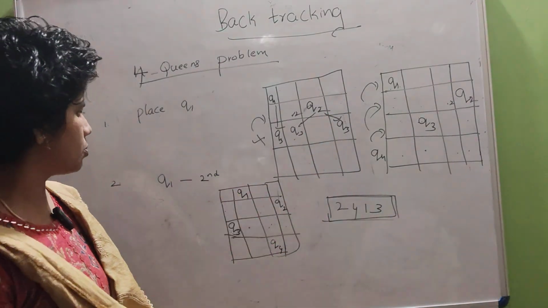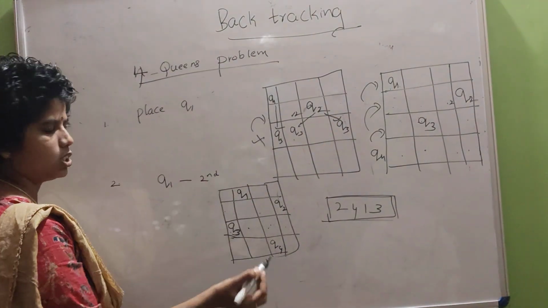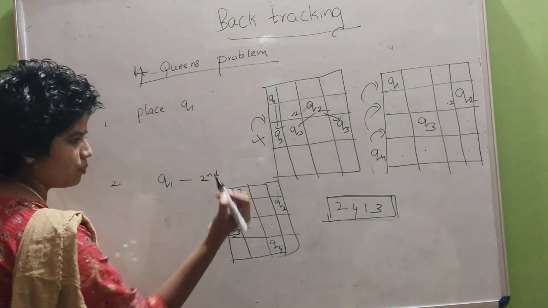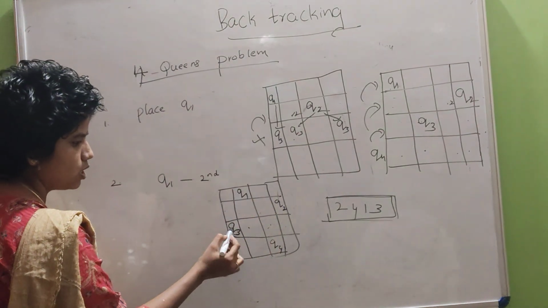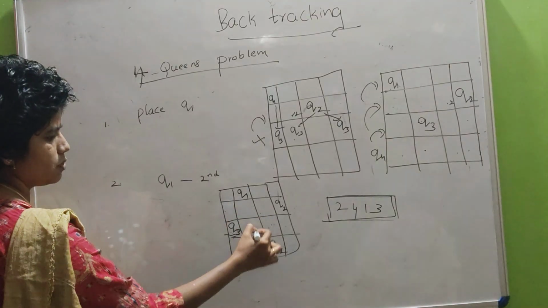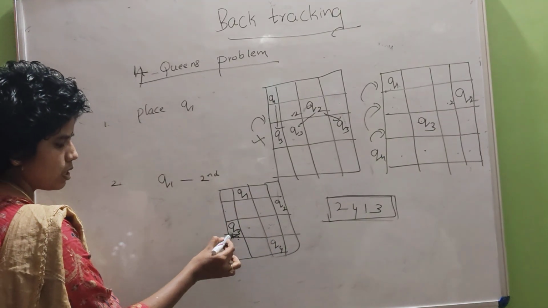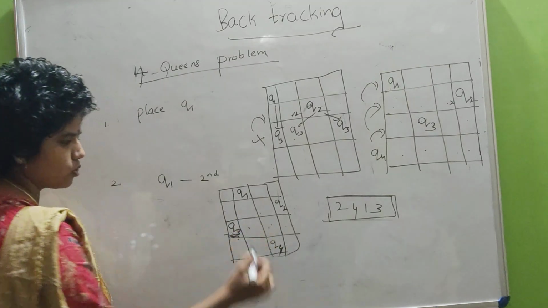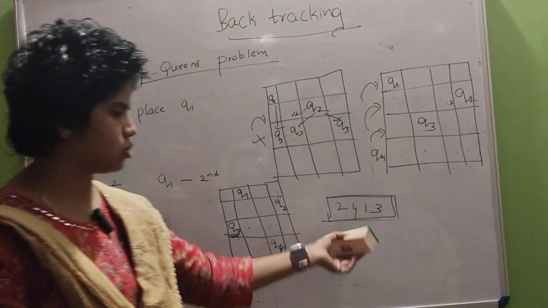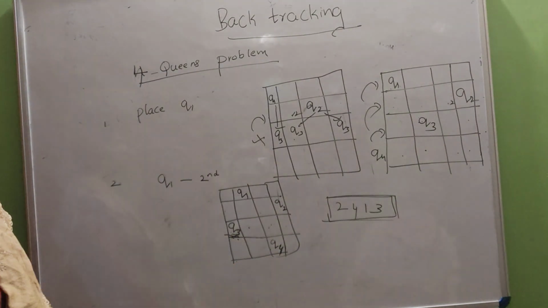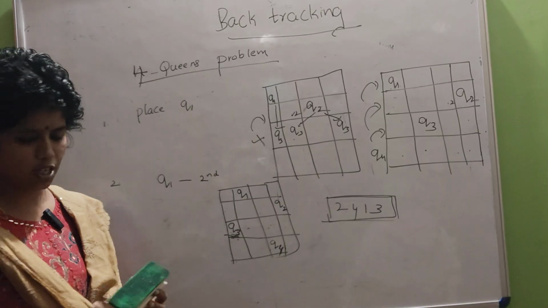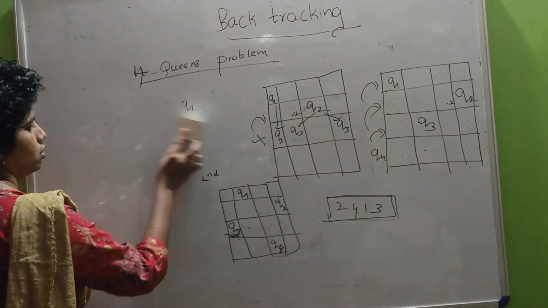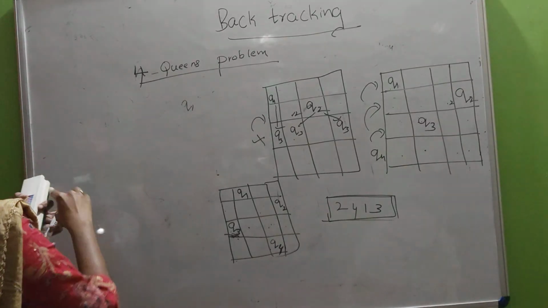Then you change the position of Q1, that is queen 1. Now with Q1 here, you can place Q2 here. It's the only possibility. For Q3, this one is left. No collision will happen, so we will write here. Next Q4, at last you write Q4 here. This is the possible solution. Now we will draw the state space tree for the n queens problem. 2, 4, 1, 3, that is a solution.